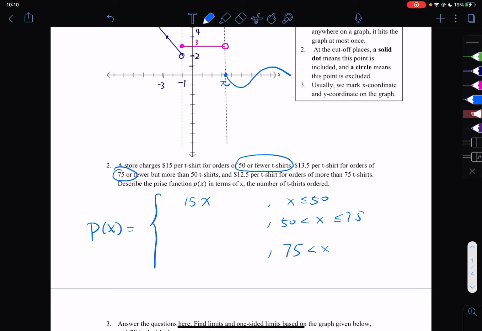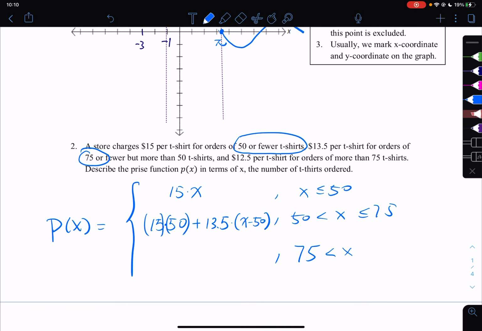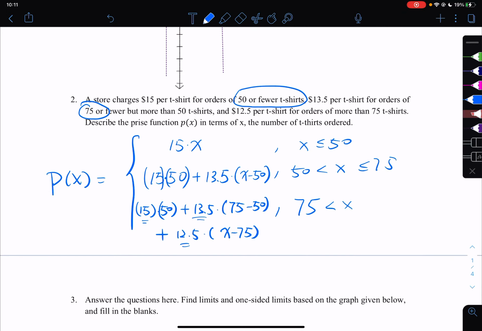The second case is the first 50 at 15 per piece. The rest is 13.5 per piece, so I have x minus 50 times that. It's every piece beyond 50, and then the rest is 15 times 50 plus 13.5 times (75 minus 50), and then add 12.5 multiplied by (x minus 75), because I'm having 3 different types of prices based on the number of t-shirts I purchase.